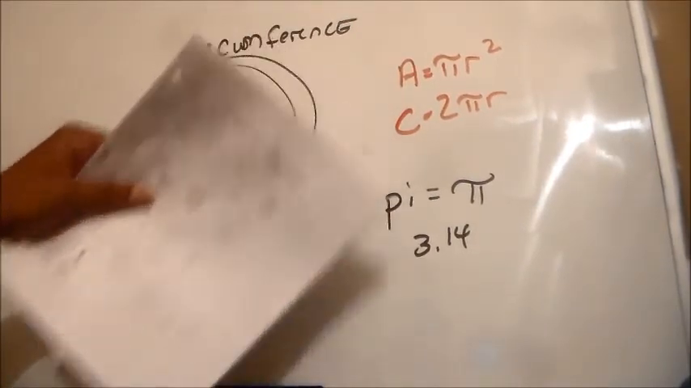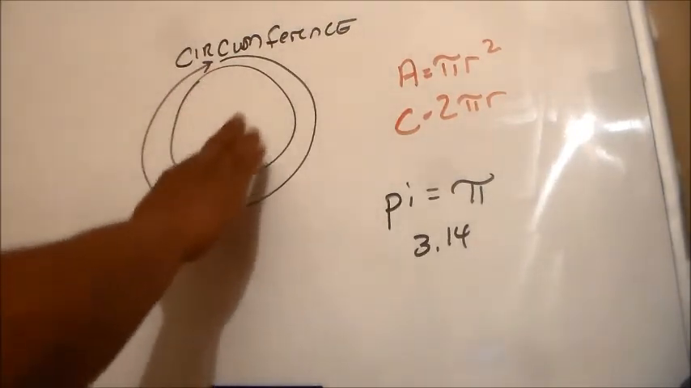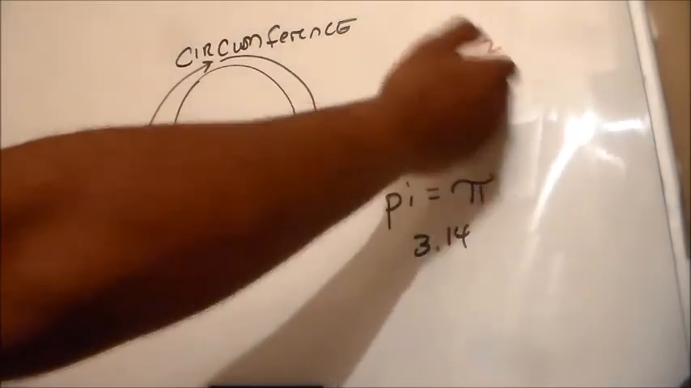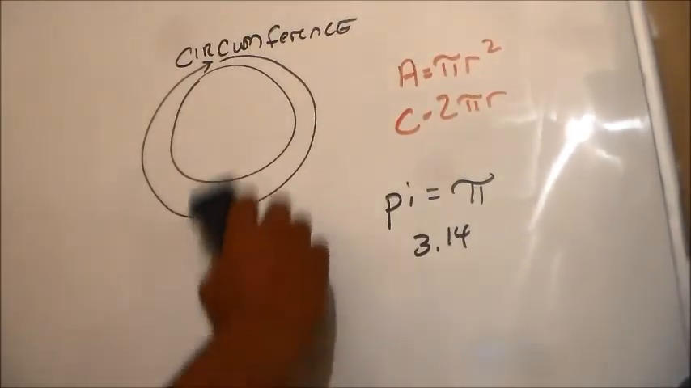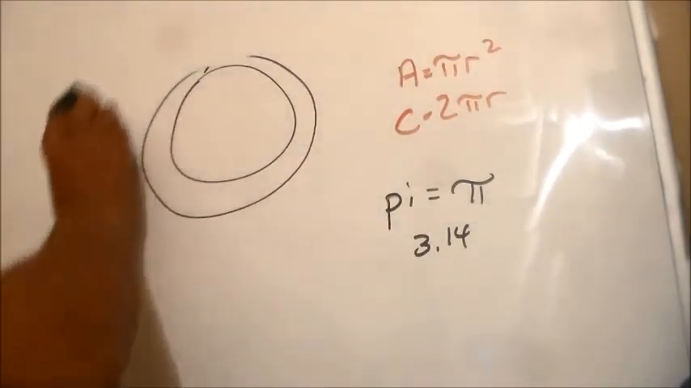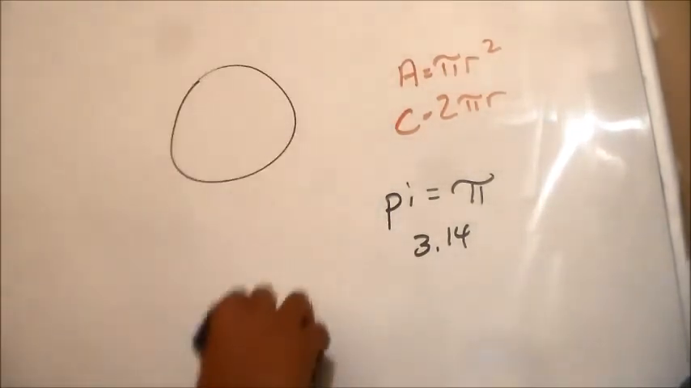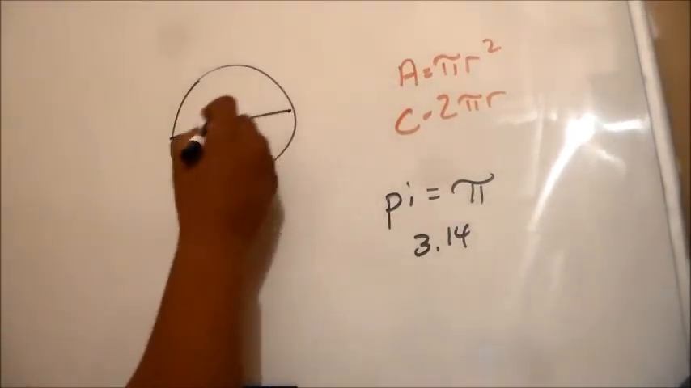A is area, C is for circumference, the distance around. Area is everything inside the circle that the circle covers. In both of these formulas, we're going to need a radius. So let's look at circles. Just to give you a review, the distance across is called a diameter.